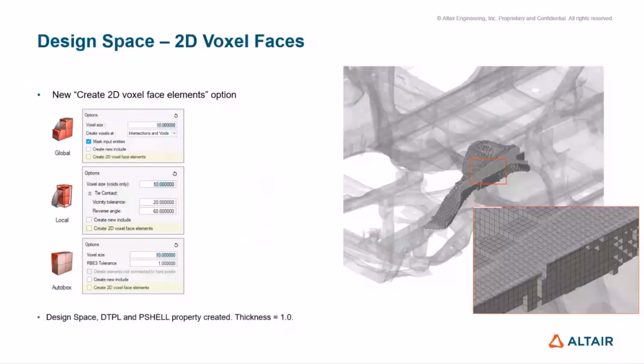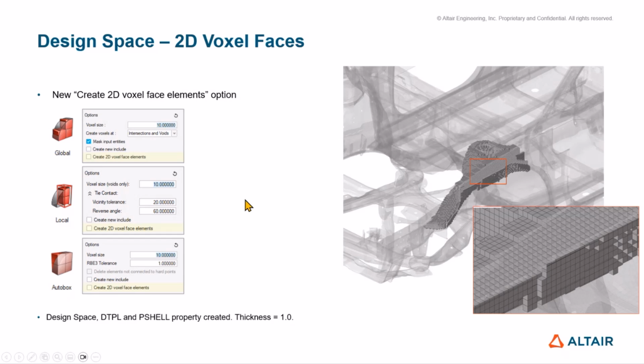So in 2025, there's a new option for the global, local, and order box, and it essentially allows you to create 2D faces on what would be the voxel elements. There were requests coming in from the field that, to run topology more efficiently and quickly, they wanted an option to run it on 2D mesh as opposed to the 3D voxels. So now there's an option that skins every single face, not just external but also internal, and everything is nodally equivalenced.